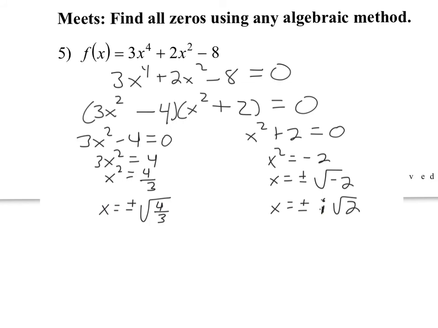We're still in trouble here. These are not real answers. We're not going to see them show up on any kind of graph or anything, but they are zeros. If you were to plug i root 2 in for x up here and do all the math involving i's, it would all cancel out. You'd end up right here. This would be 0. But as far as an x-intercept on a graph, these do not give you x-intercepts on the graph. All right, back to the other one.